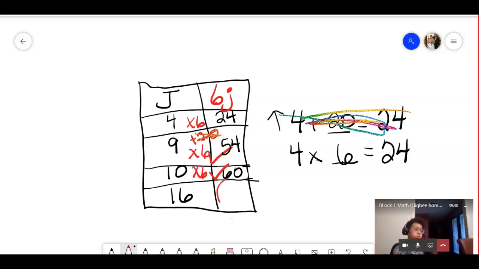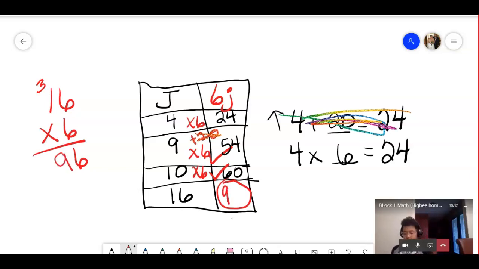All right, so to find this value, we need to do 16 times 6. You can tell me this: what's 6 times 6? Who can tell me what 6 times 6 is? 6 times 6 is 36, guys. And then 6 times 1 plus 3, 9. So this missing value is 96.